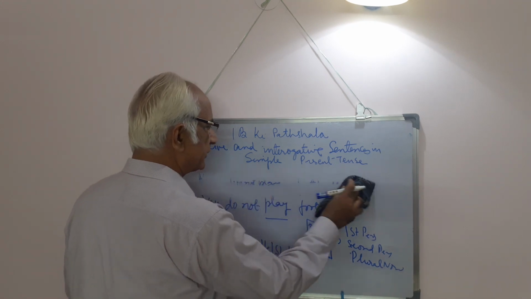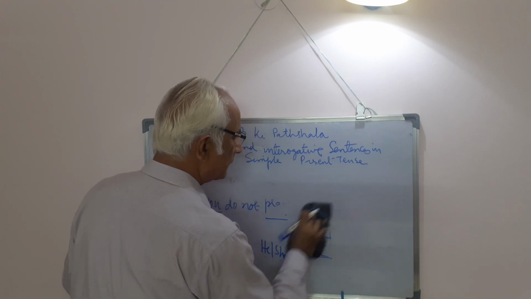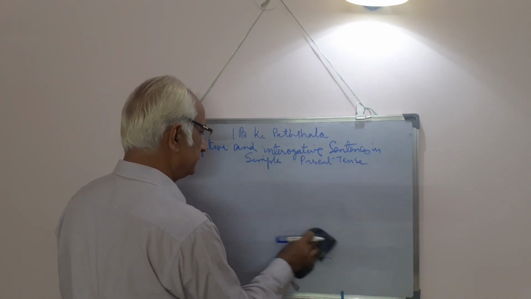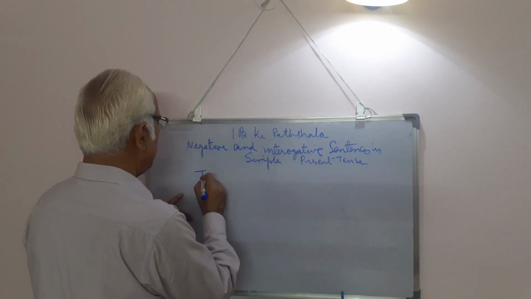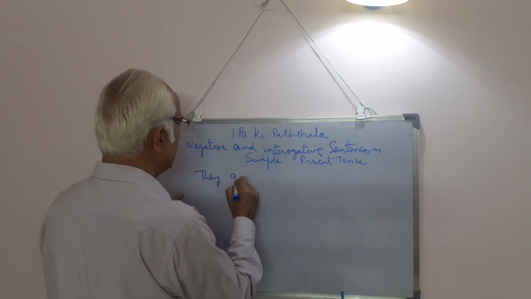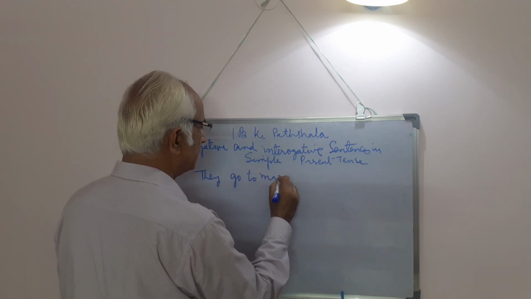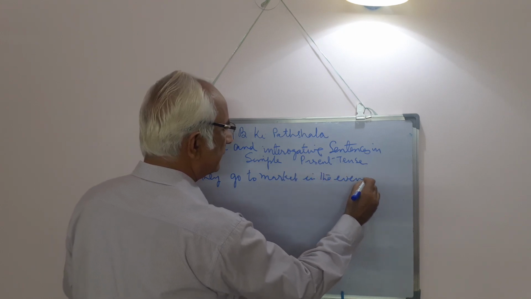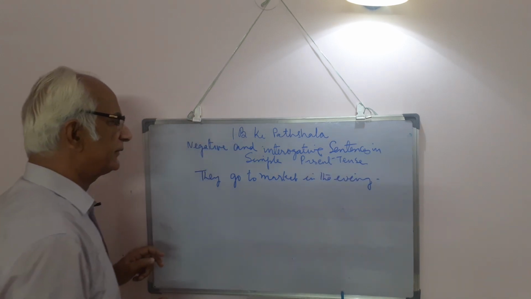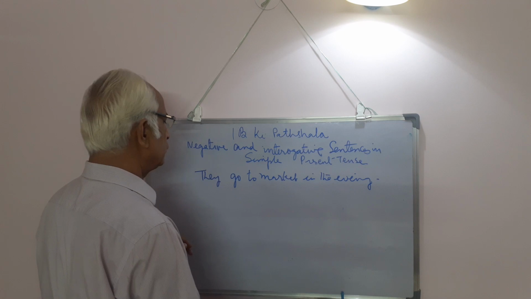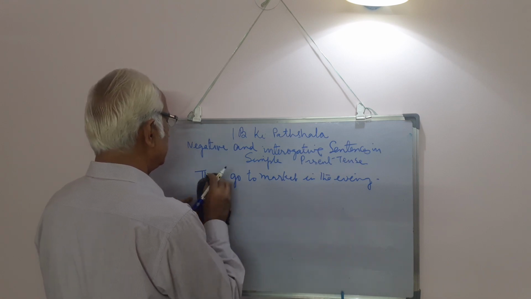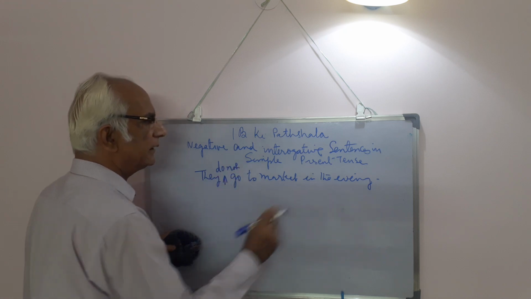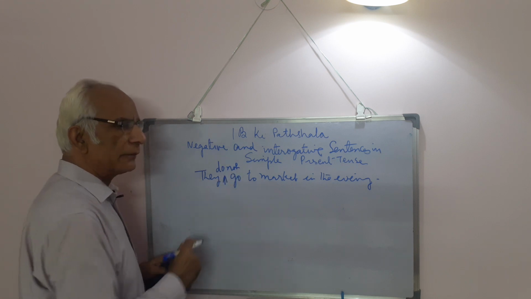So I'll give you some examples. They go to the market in the evening. This is a positive sentence. They go to the market in the evening. So if we have to change into negative, we'll say they do not go to the market in the evening. So when we add do not, it becomes a negative sentence.